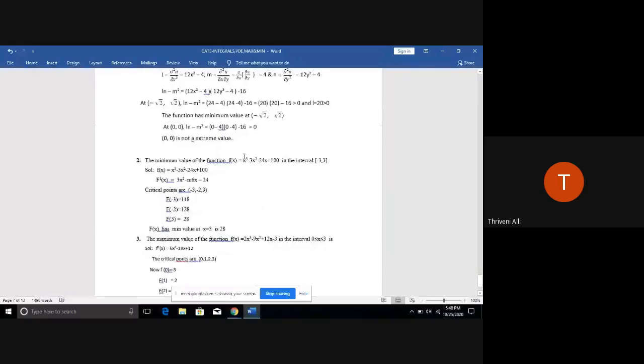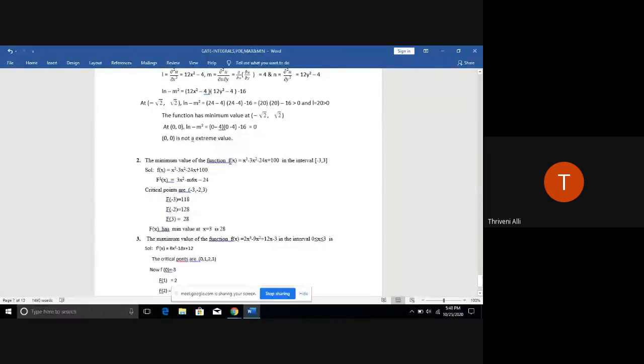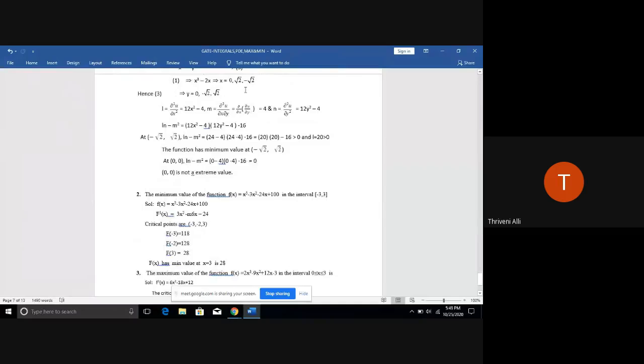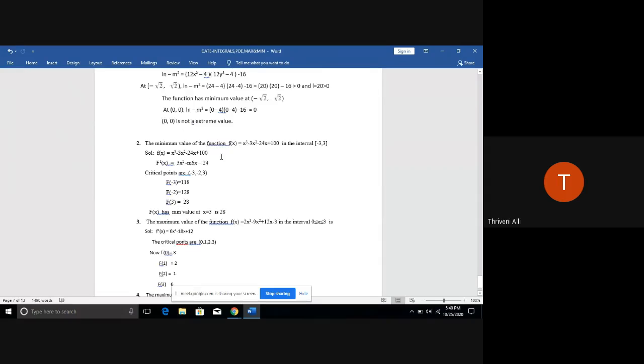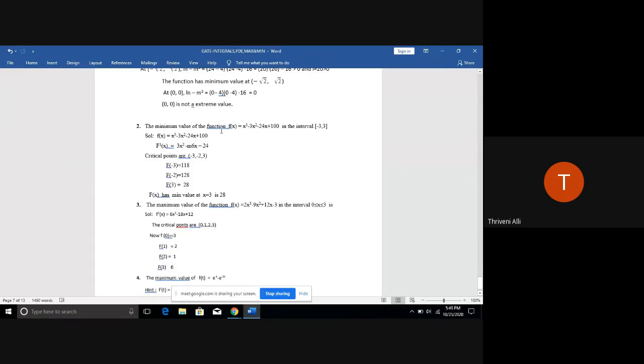So there is no maximum or minimum point. Again, we will check another point also, root 2 comma minus root 2. There may exist a maximum point also, maybe. And second question, find the minimum value of the given function.